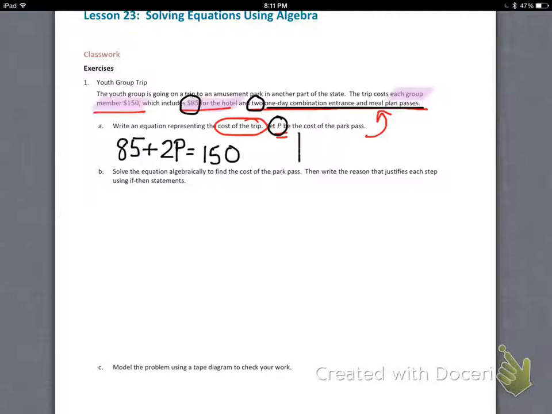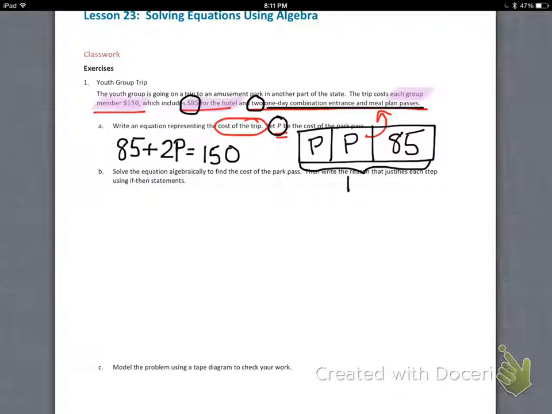And again, if we made this into a quick tape diagram, we know there are 3 parts to this. We have 85, which we know already, and then we have P, and we know this entire thing equals 150. So this is what it would look like as a tape diagram. Okay, so we have to fill in for P, and you know how to do that. But let's have you solve that equation algebraically, and that's part B, to find the cost of the park pass, and then write the reason that justifies each step using if-then statements.